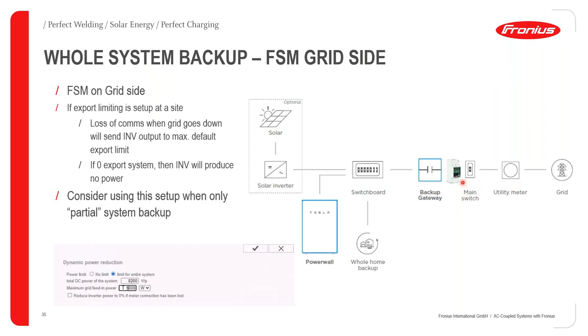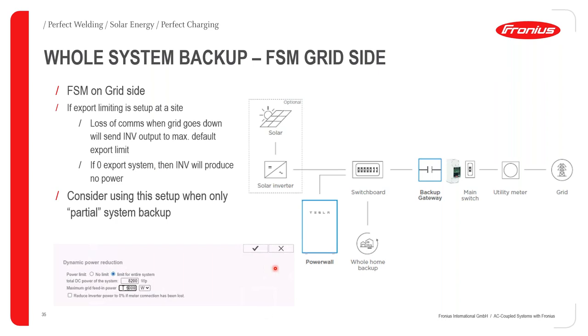So if the grid goes down, the Fronius smart meter also goes down with the grid. When this happens, we have a loss of comms when the grid goes down, and this will send the inverter to output to its maximum default export limit. If zero is the export limit, then the inverter will produce no power.